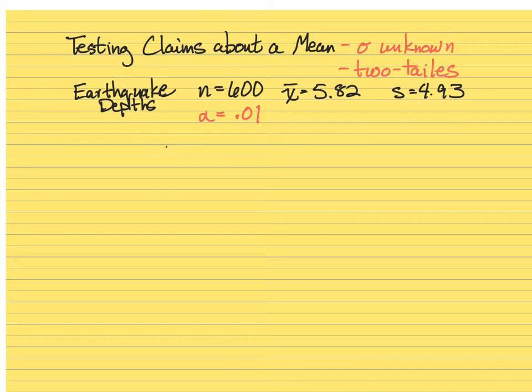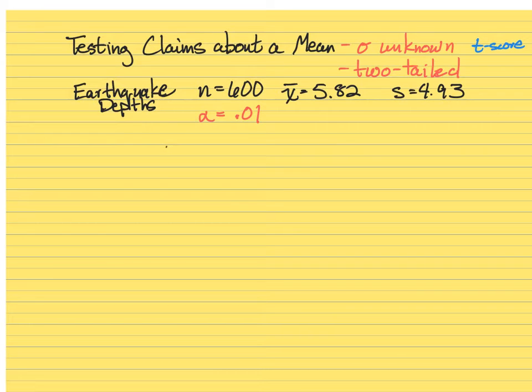All right, so let's look at another test, testing a claim about a mean. Again, sigma is unknown, so we remember if sigma is unknown, then we're going to be using the t-score as our test statistic. But in this situation, we're going to be doing a two-tailed test. I'll tell you why that's the case, but let's get started.